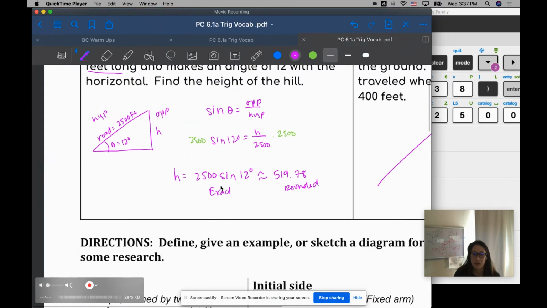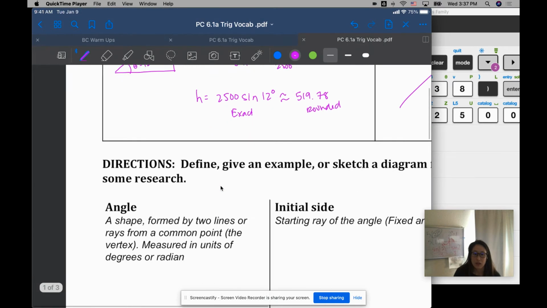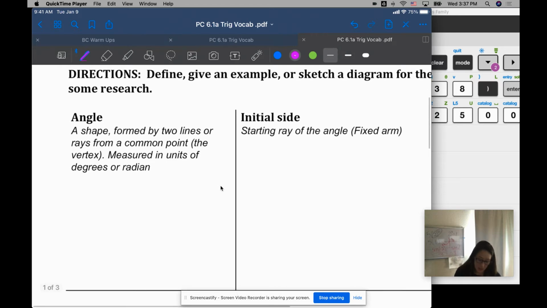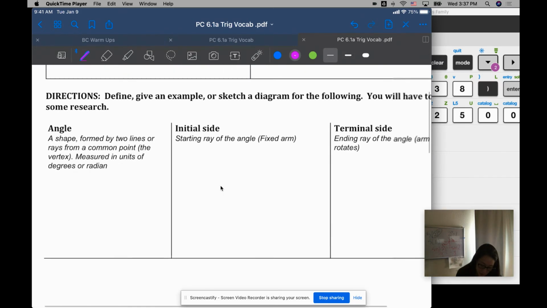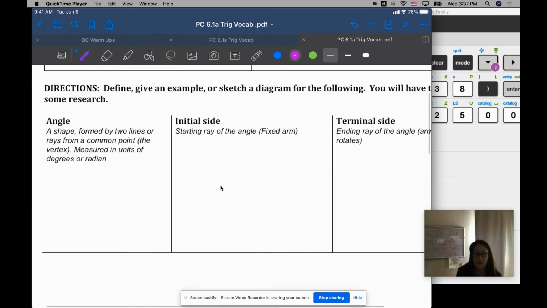Oops, sorry. There we go. Okay, so the definitions. I gave you the definitions. We're going to draw an example and then just move on.